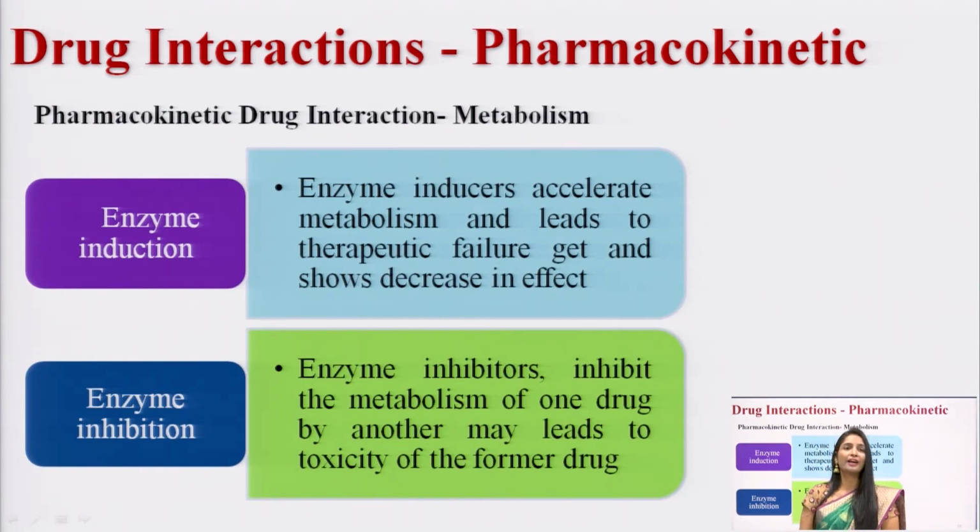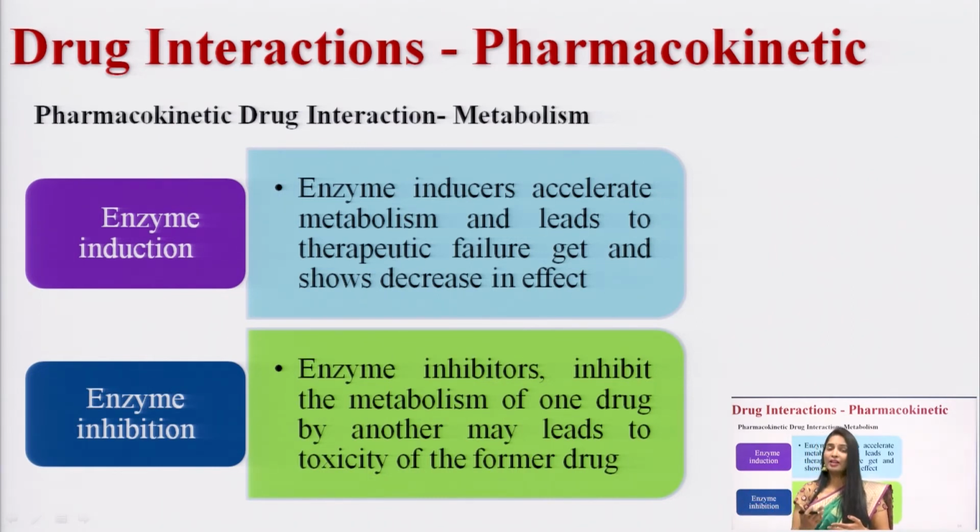And next one, pharmacokinetic adverse drug reactions, metabolism. We have discussed absorption and distribution, and finally, last but one, it is metabolism. Here we discuss two terminologies: enzyme induction and enzyme inhibition. What is enzyme induction? Enzyme inducers accelerate the metabolism and lead to therapeutic failure, showing decreased effects. Enzyme inducers increase the activity of enzymes and decrease the effect of a drug. And what do enzyme inhibitors do? Enzyme inhibitors inhibit the metabolism of one drug by another and increase the toxicity.